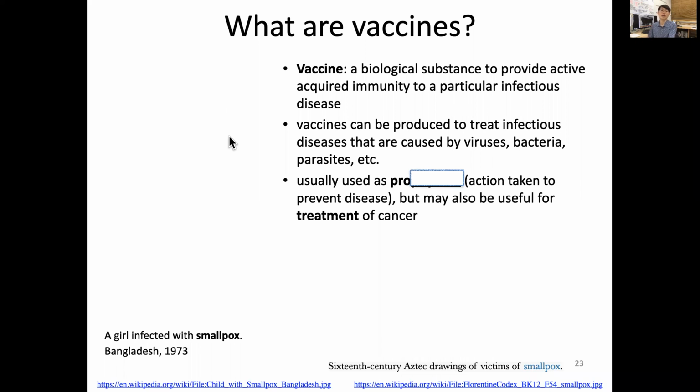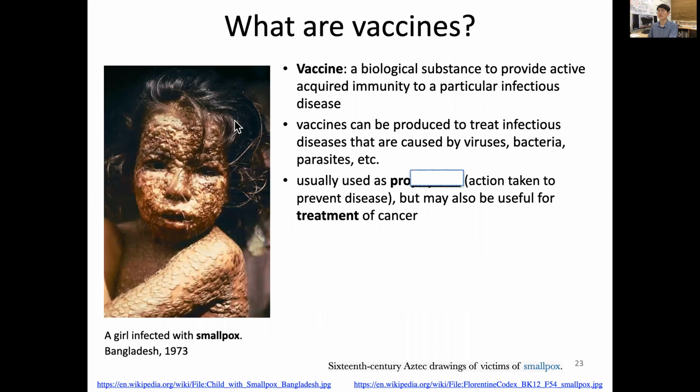So what are vaccines? Let's first take a look at a girl who is infected with smallpox. This picture was taken in 1973, and you can see a rash throughout all the skin. This disease has a mortality rate of about one third of these people. So vaccines are very important.